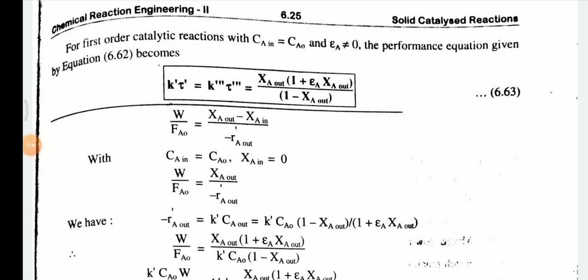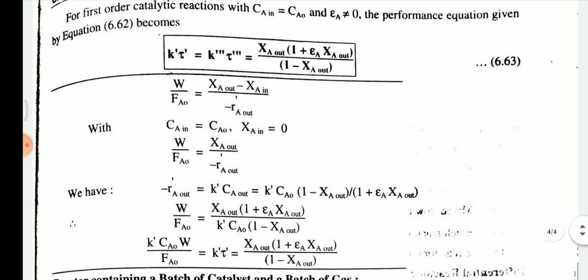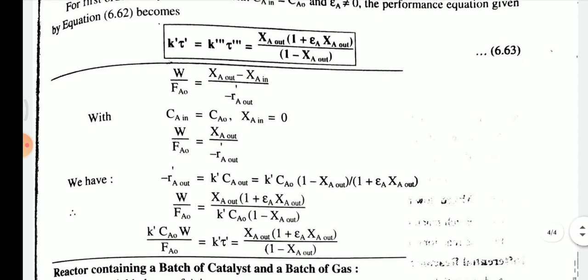So this calculation is given here. The calculation is that W by FA0 is equal to XA out minus XA in by RA dash out. Now in place of CA we take CA0 and in place of XA in we take 0, so the above equation becomes like this, because we are looking at a first order catalytic reaction. So the remaining term: W by FA0 XA in we have taken as 0, so it becomes 0. So the remaining term is XA out divided by RA dash out. What comes in place of RA dash? RA out.